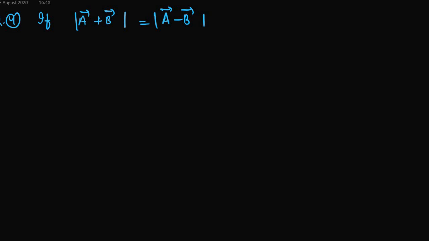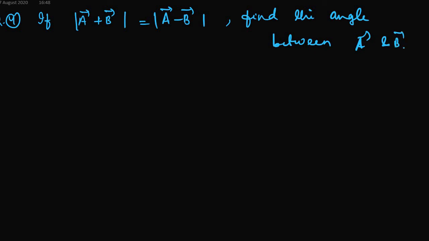The question is, if modulus of A vector plus B vector equals to modulus of A vector minus B vector, find the angle between them. Find the angle between whom? A and B. So how to do that? Now, let's suppose again that the angle between them is theta.